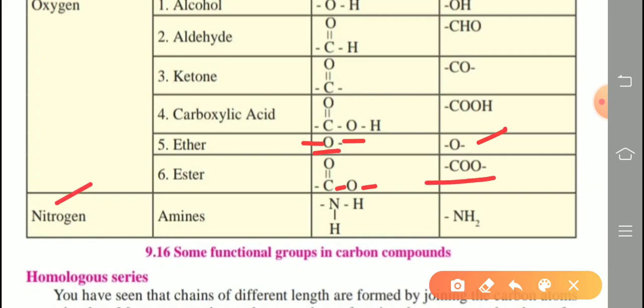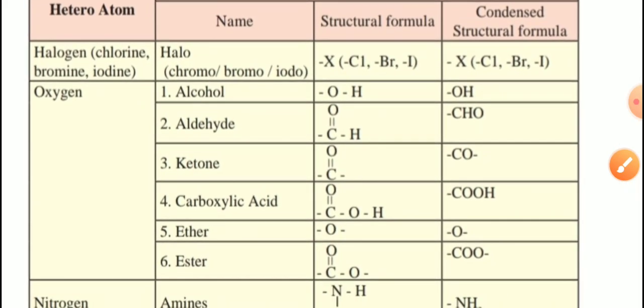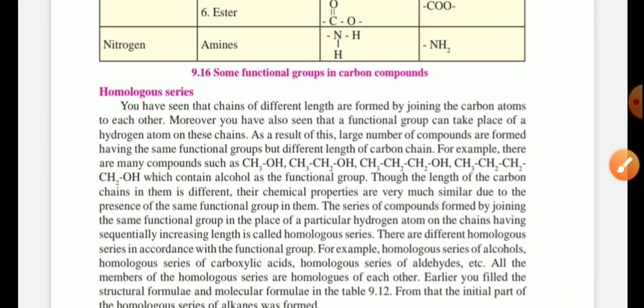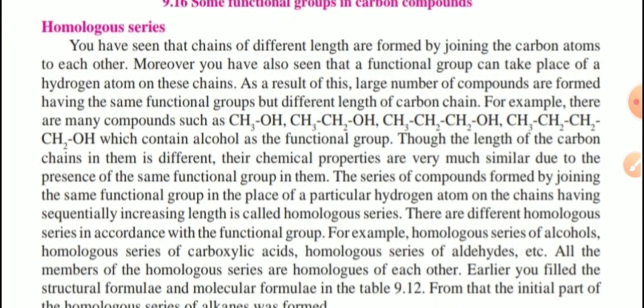And the next heteroatom is nitrogen, called amines. The valency of nitrogen is 3, so 1 remains as it is and the remaining 2 are satisfied by hydrogen. So the combined condensed formula is a dash bond NH2, that is called the amine group. So these are the functional groups shown in this table. Next one is homologous series.